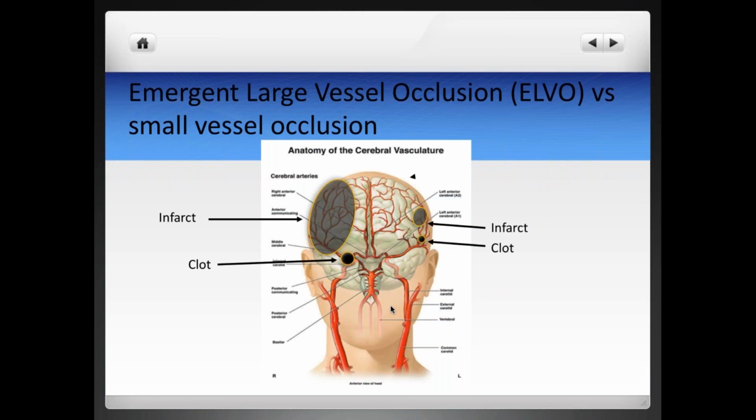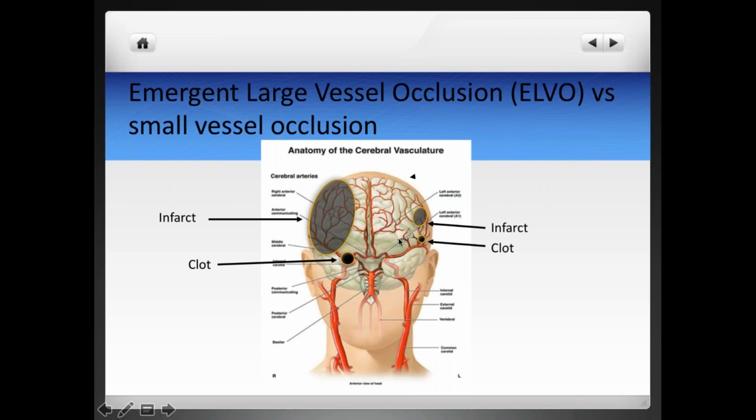An important thing to understand about stroke nowadays is the difference between a small vessel occlusion and a large vessel occlusion. When we refer to a small vessel occlusion in the brain, we refer to smaller branches in which a small clot can occlude, and therefore, when you occlude a small branch, you have a smaller stroke.